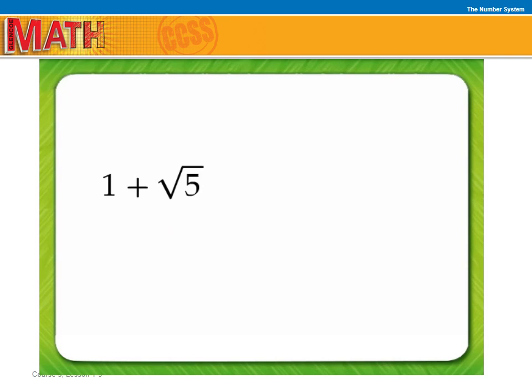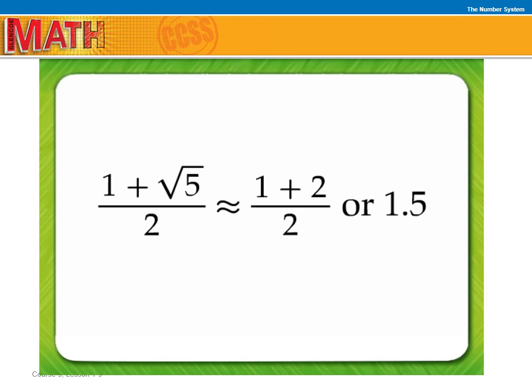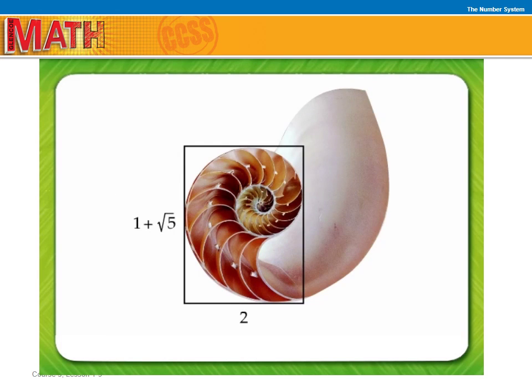1 plus the square root of 5, all over 2, is approximately equal to 1 plus 2, all over 2, or 1.5. So in a golden rectangle, the length divided by the width is about 1.5.